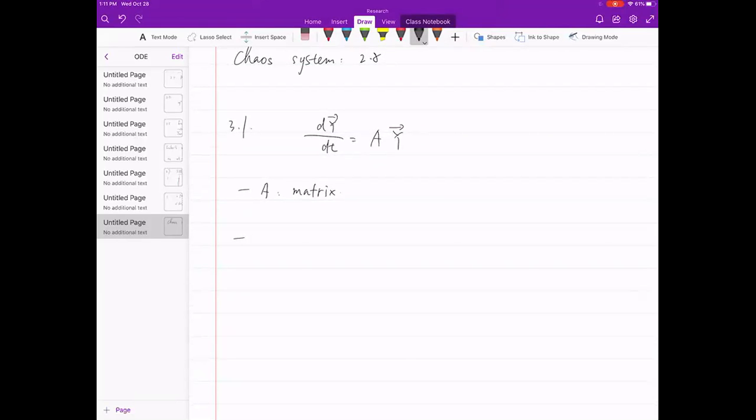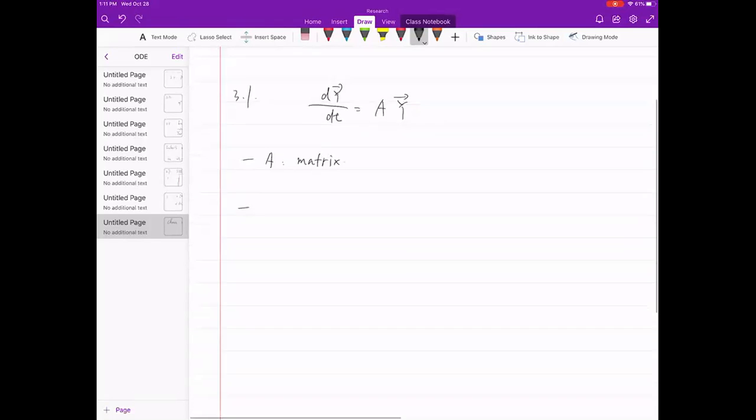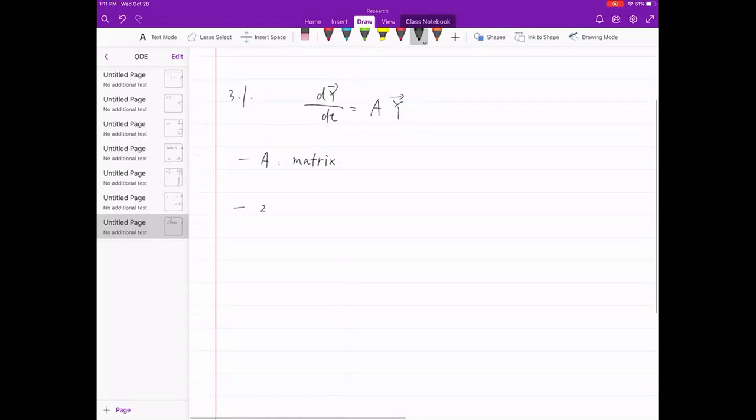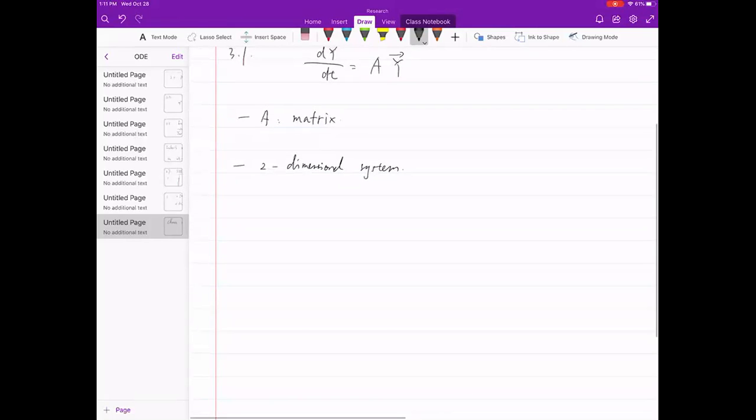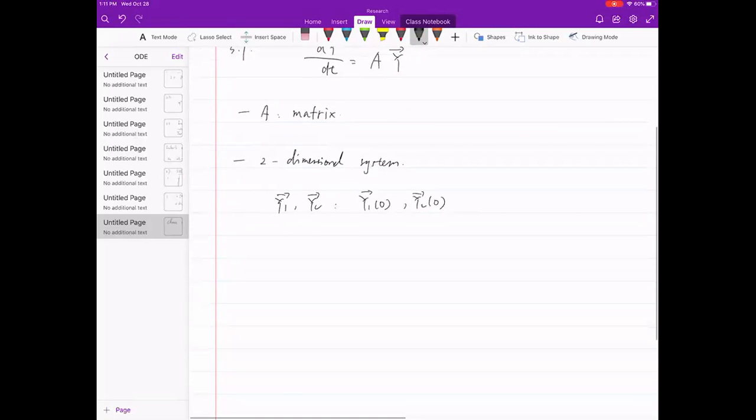Now let's go back to what we have here on linear systems. We talk about dy/dt equals A times y, where A is a matrix. So basically we have a linear system and everything here is just constant. And last time we talked about, for a two-dimensional system, which means your A is 2 by 2, we need to find y1(0) and y2(0) that are linearly independent.